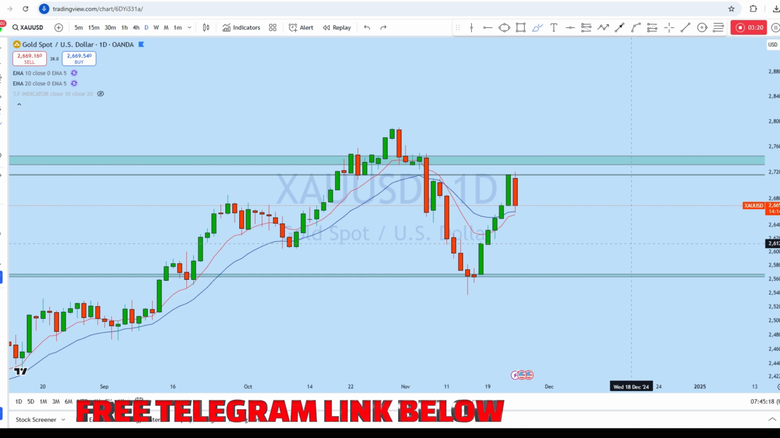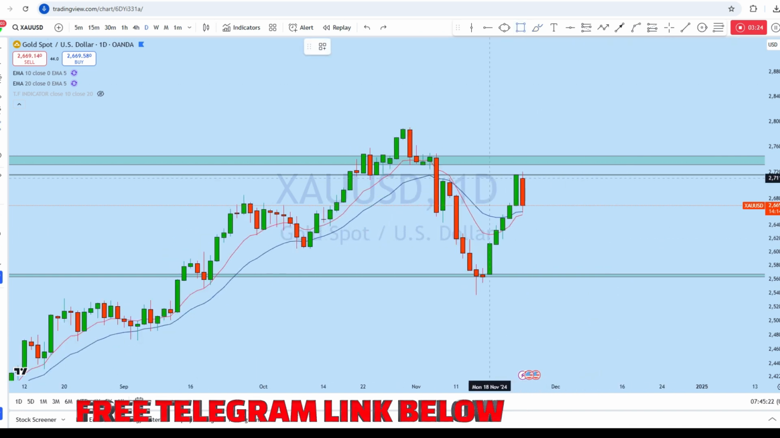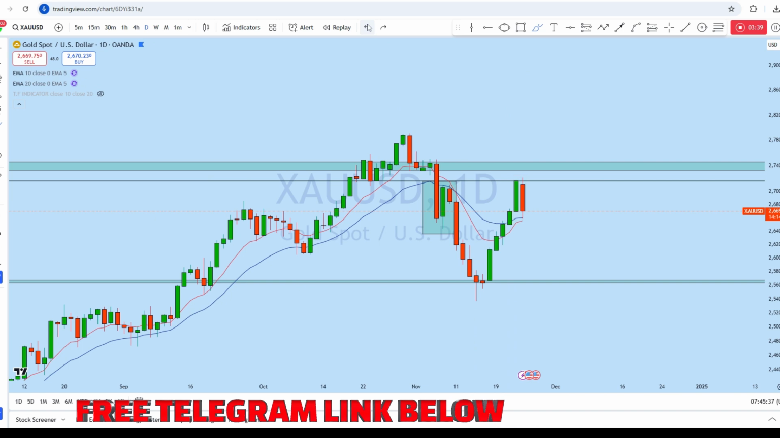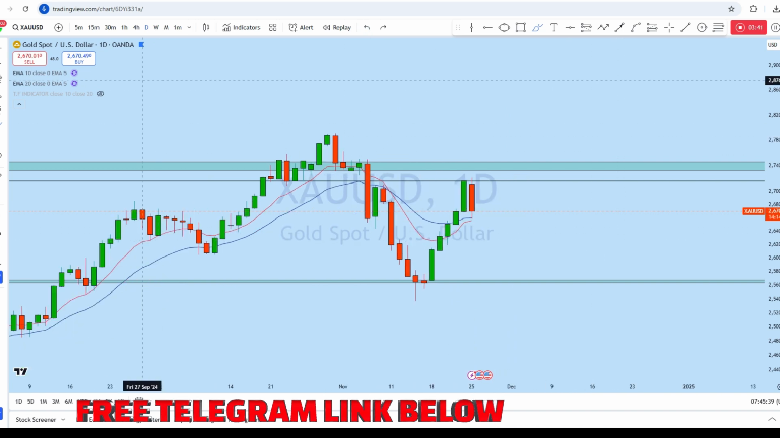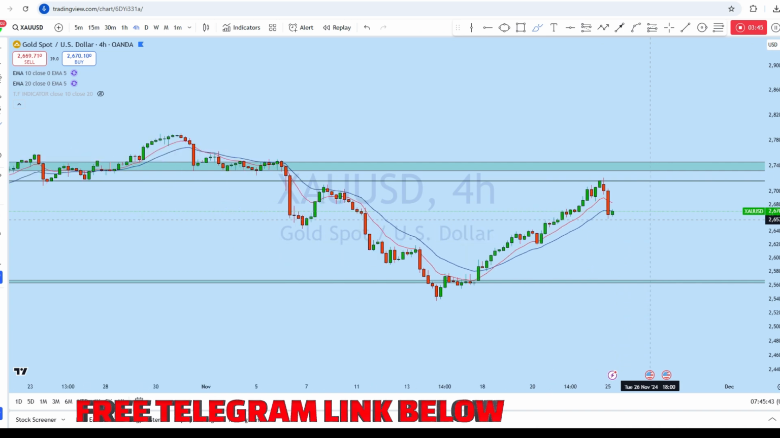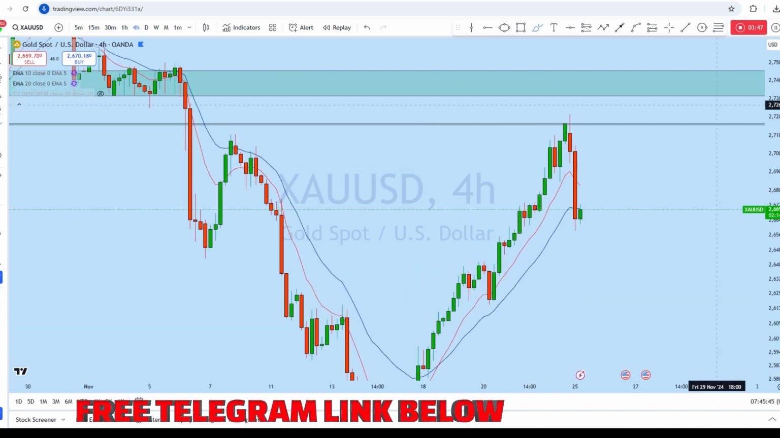So there is one probability to drop, and also we can see that it is forming kind of another inverted head and shoulders in this area. Now if this is an inverted head and shoulders, then we might see another bounce to the upside. So which one is going to play out? Let's see now the lower time frame price action to understand what might be happening.